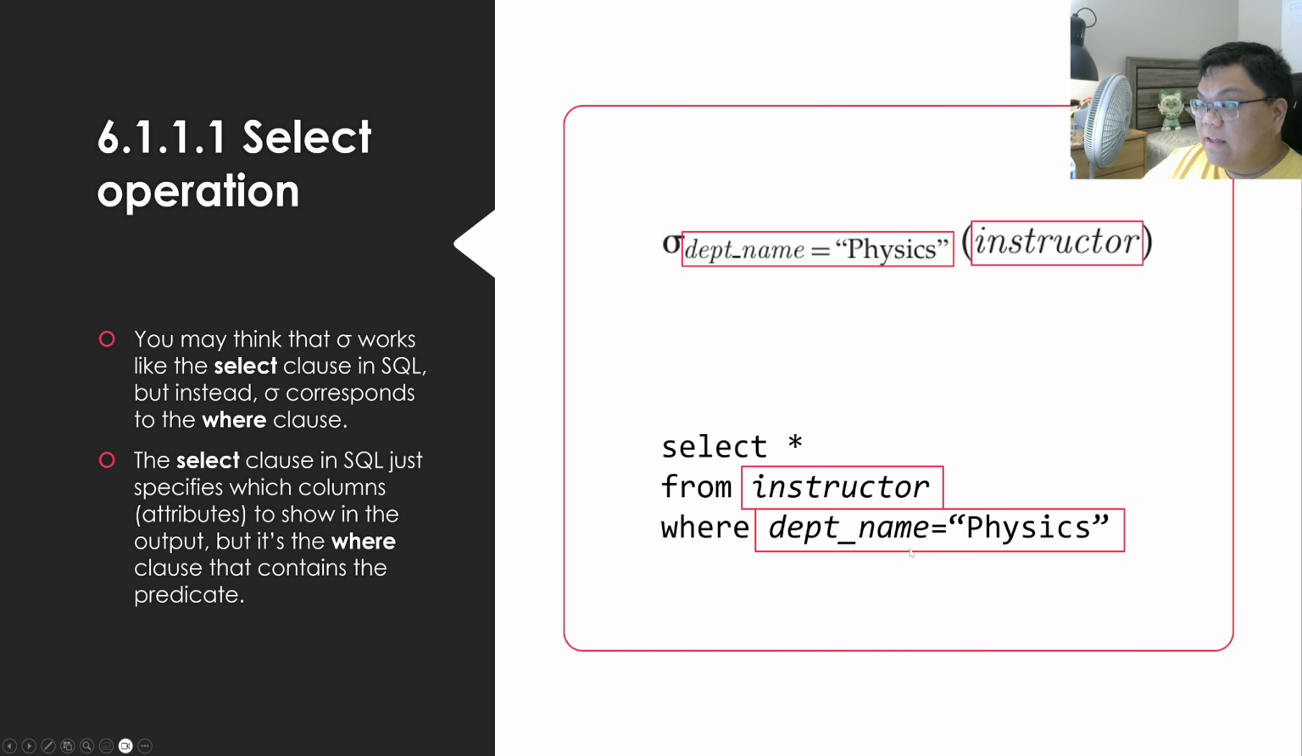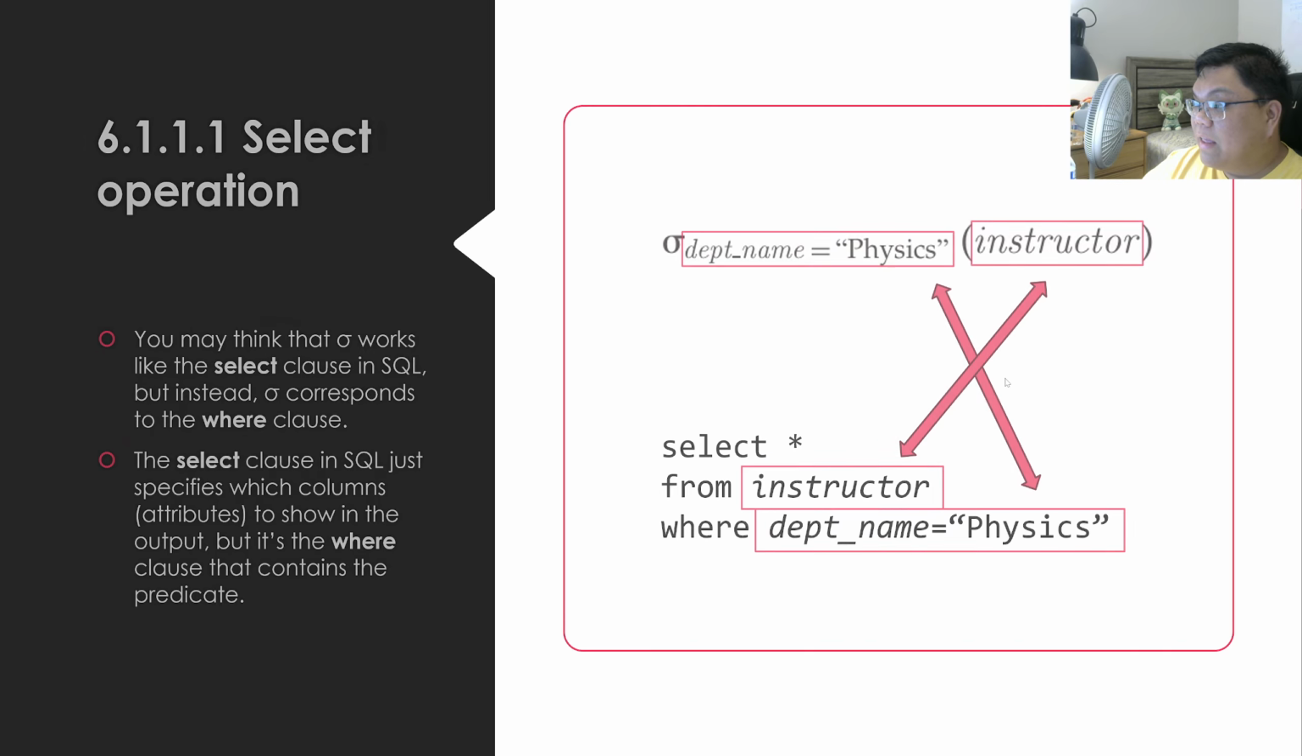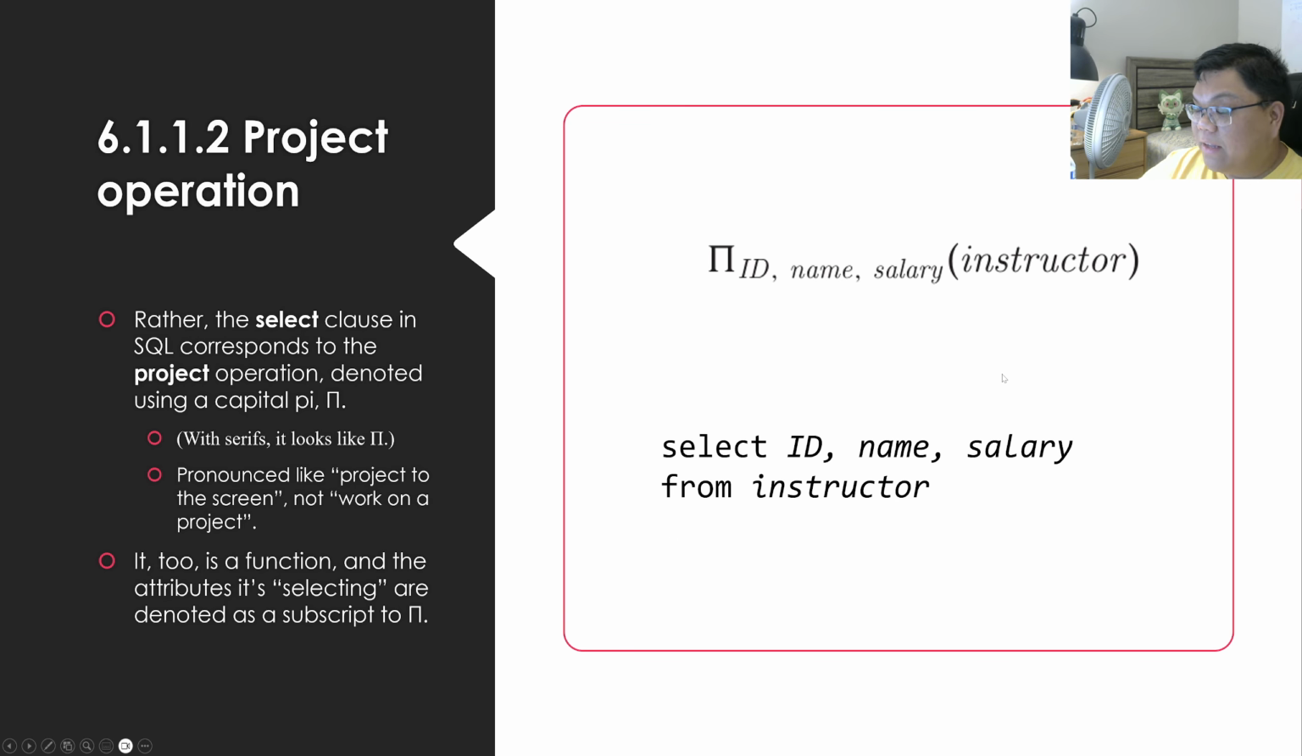The select operation, denoted using lowercase sigma, corresponds to the where clause of a typical SQL query. The from clause just specifies what table we're working with. So, if the select clause does not correspond to sigma, and rather it's where, what does select correspond to? It corresponds to project, denoted with a capital Pi, though I've seen some contexts use lowercase pi instead.